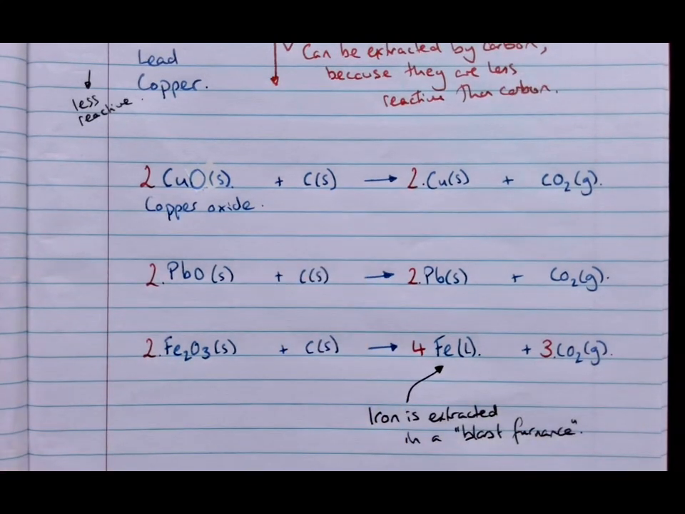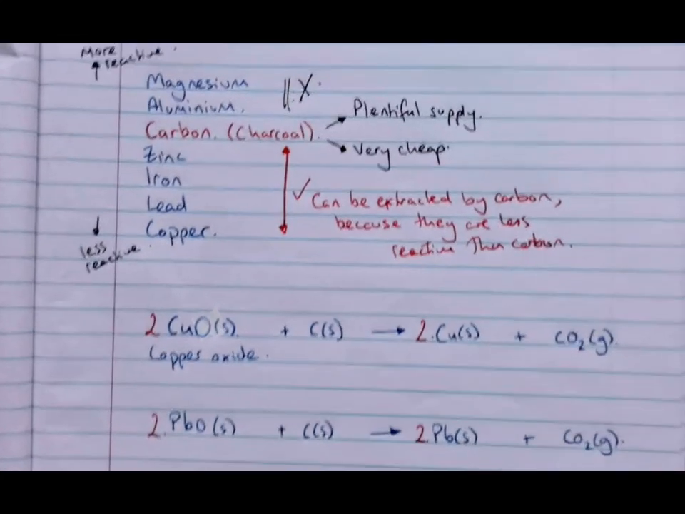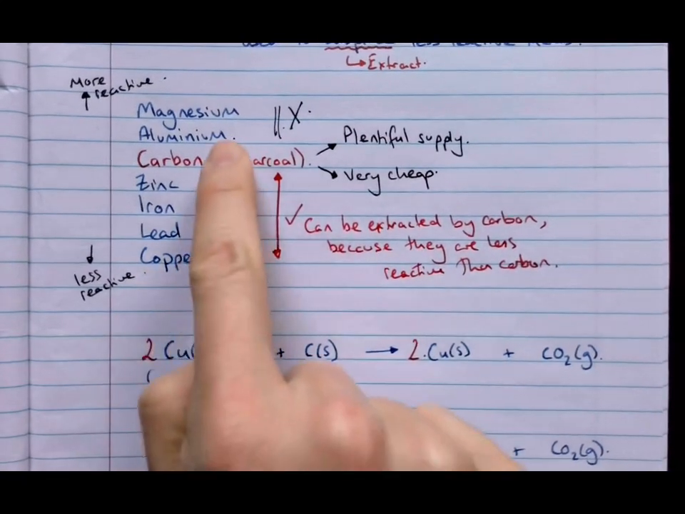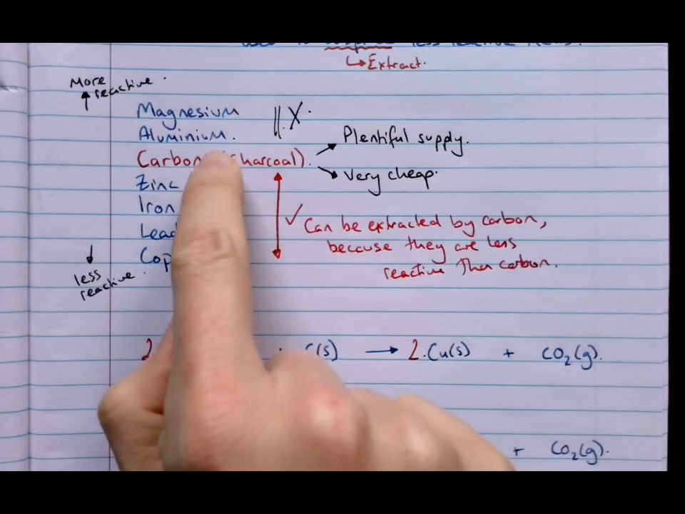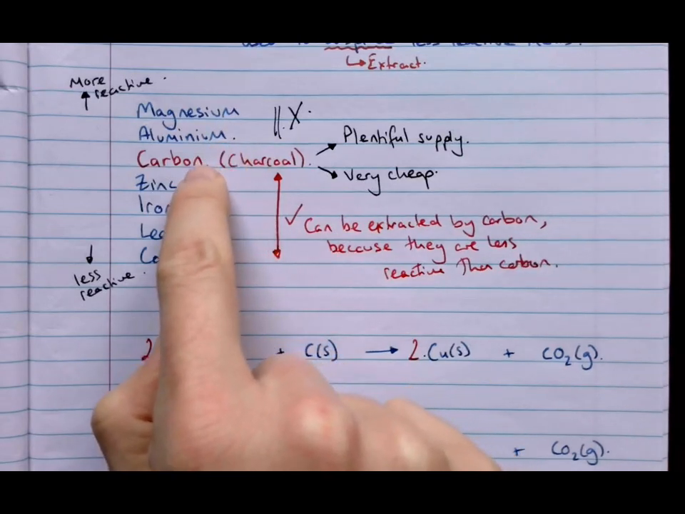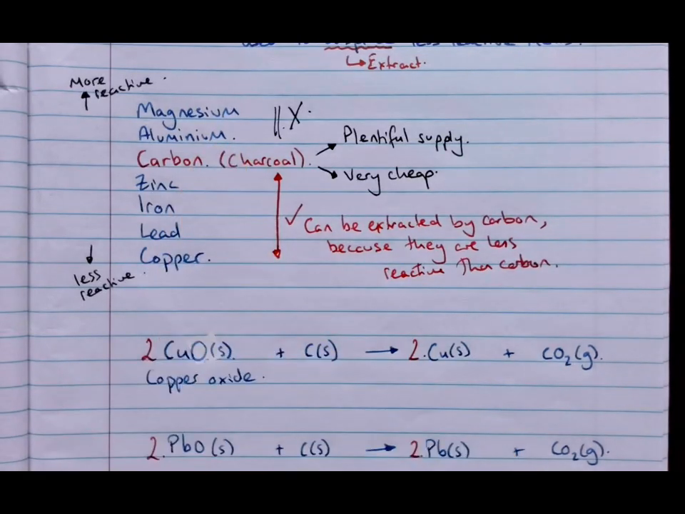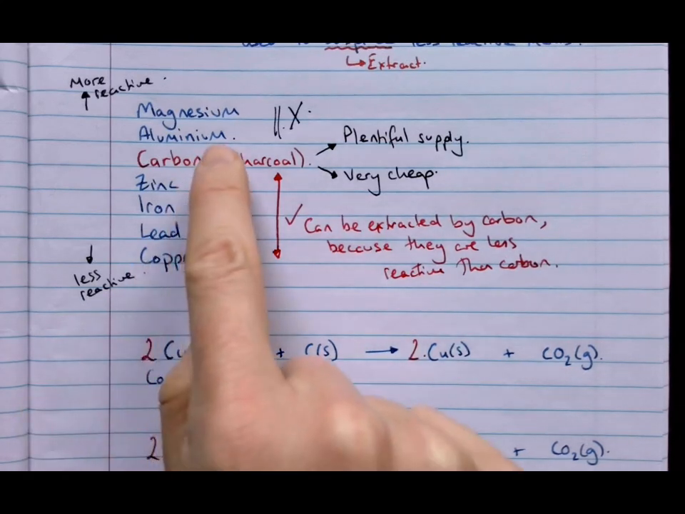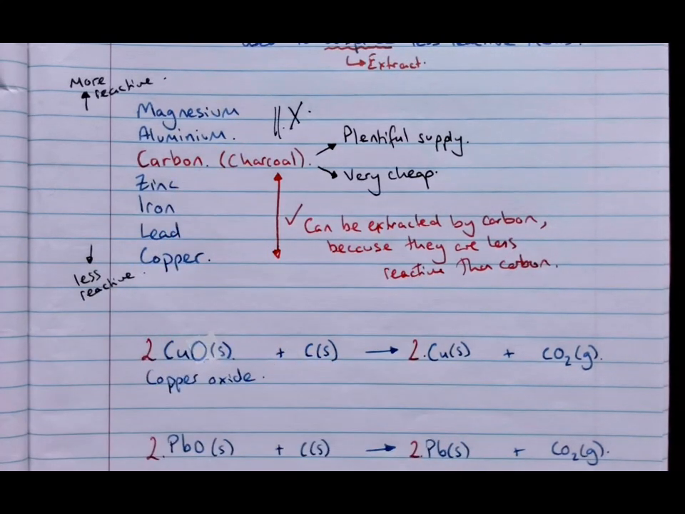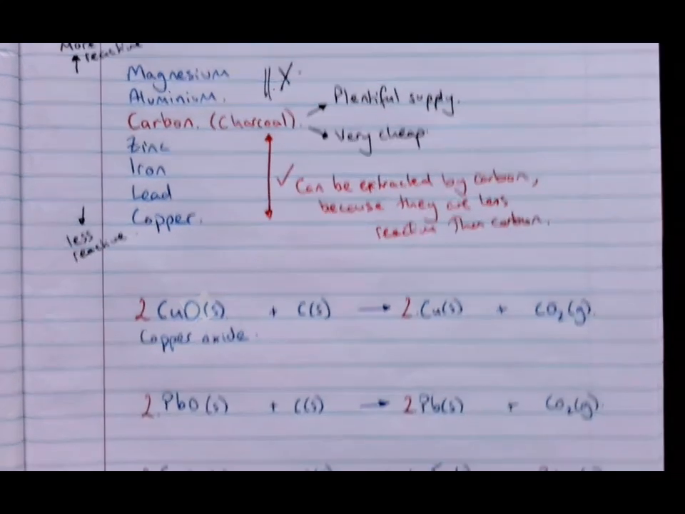Okay, and we're not going to go into it now, but we'll do it at GCSE, how you extract aluminium, because you cannot use carbon to extract aluminium. Because aluminium is more reactive than carbon, so we need to use a different method to extract that. Okay, good work.